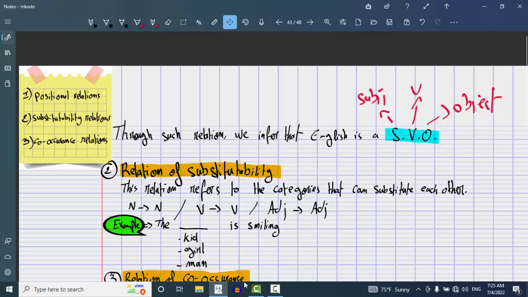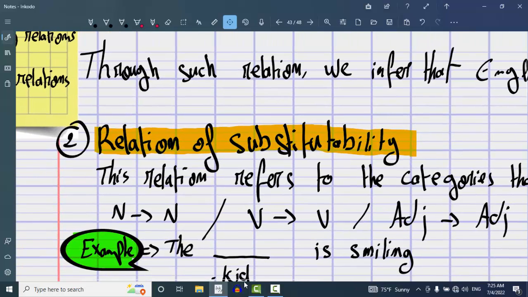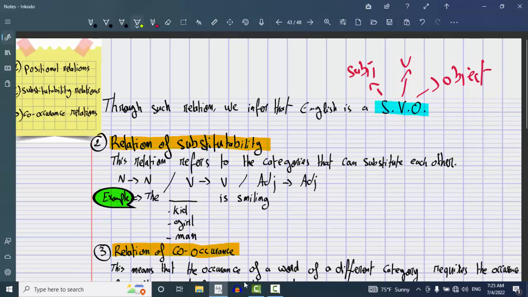Let's go to the other relation that we have here. It says it's the relation of substitutability. It says this relation refers to the categories that can substitute each other.